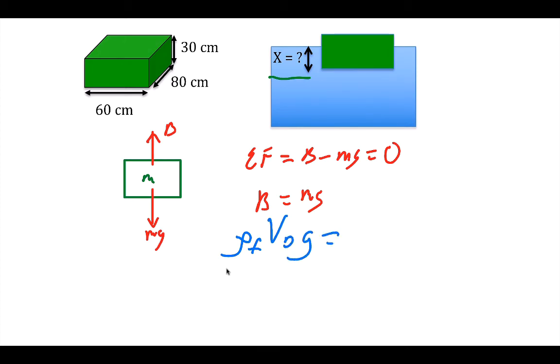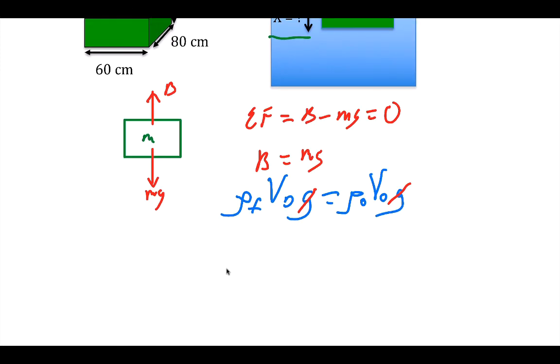Instead of mg, I want to use the other weight equation, which is the density of the object times its volume times gravity. Now right away you can see I can knock gravity out of there, which can be really helpful. But how is this going to find me how much is below the surface? Well, on the buoyancy side, we have the density of the fluid.